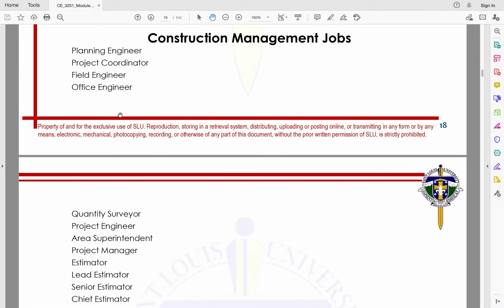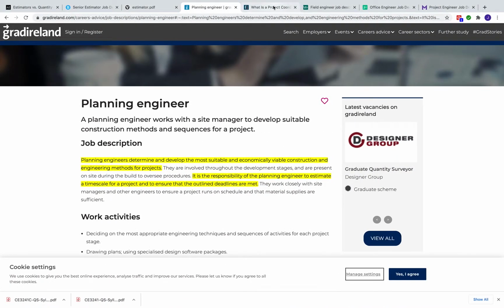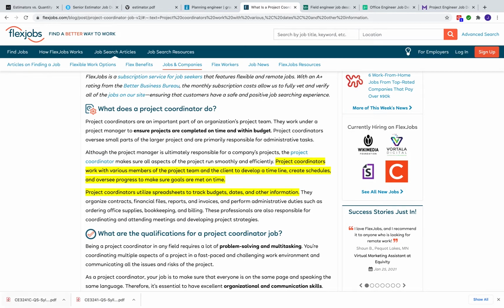Okay? Next would be a project coordinator. From the word itself, coordinator, nagko-coordinate. Okay? But by definition, project coordinators work with various members of the project team and the client to develop a timeline, create schedules, and oversee programs to make sure that goals are met on time. So the role of the project coordinator, siya yung nag-coordinate sa iba't ibang mga departments. Okay? So he or she is making sure na nagmi-meet yung mga schedule and hindi nagkakaroon ng overlapping.